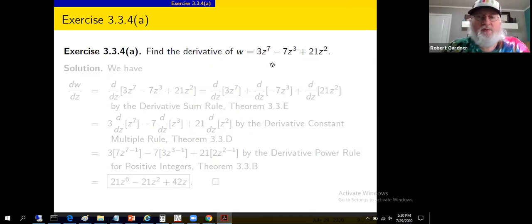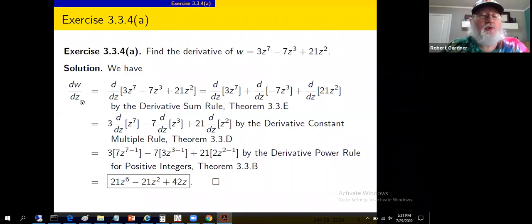W is a polynomial function of z, 3z to the 7th minus 7z cubed plus 21z squared. Let's differentiate it. So dw dz, if you like differential notation, that is the derivative with respect to z of w, showing off my differential notation and using some square brackets to indicate to differentiate the stuff inside with the d dz stuff. More on square brackets here shortly.